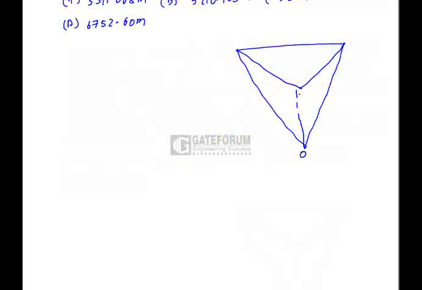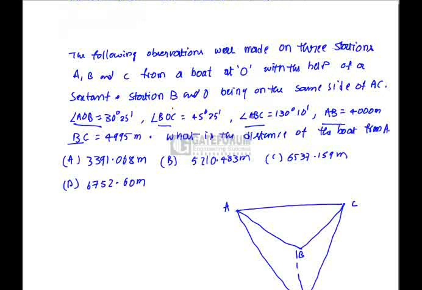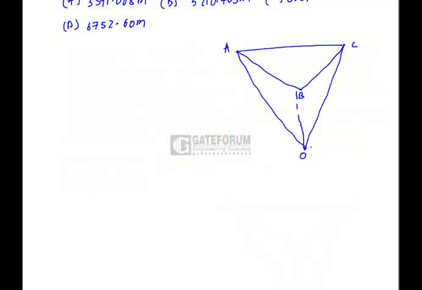O, B, C, A. It is going to resemble our question: stations A, B, C from a boat at O with the help of a sextant, station B and O being on the same side of AC. This condition is satisfied.